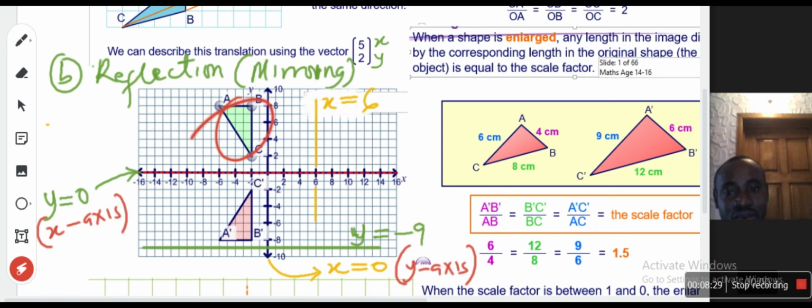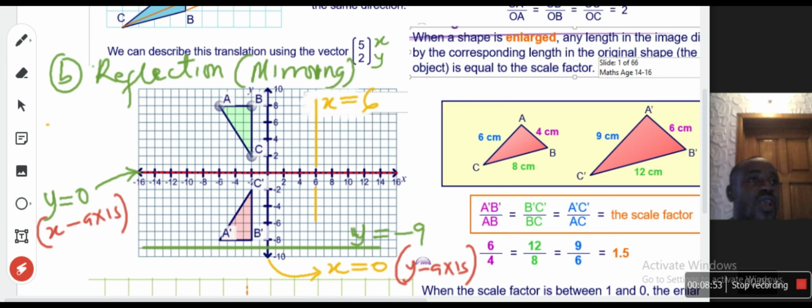what is the mirror line of these two shapes? The object in pink and the image in green. Actually, the object is the one in green and the image is the one in pink. The image is the one you see with the prime. But it doesn't really matter. What is the mirror line?